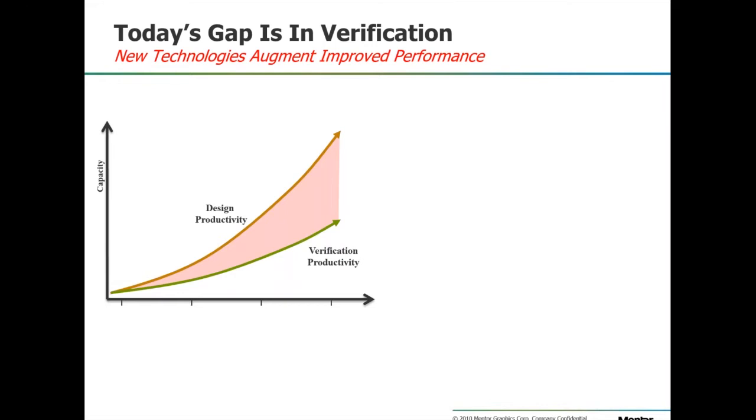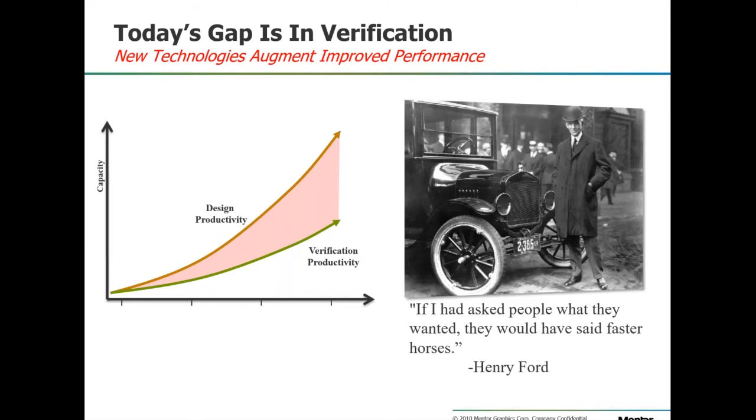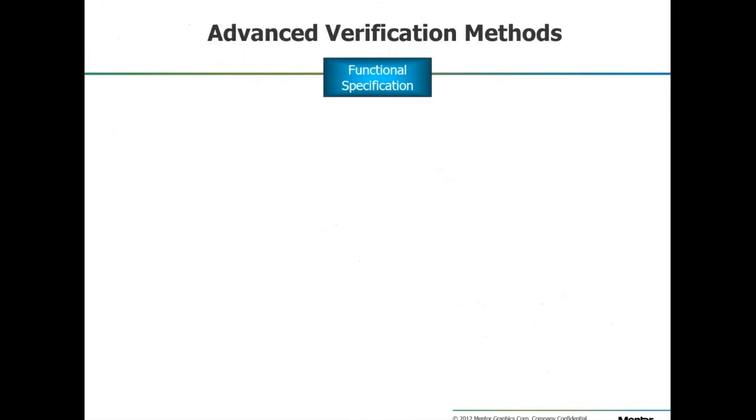A lot of designers say, hey, if you could just make your simulator run faster, that would help us. That brings me to this quote from Henry Ford: sometimes if you ask the people what they want, maybe they're not going to tell you the best solution. So is there something we can do to close that verification gap that is not just a faster simulation, that's going to solve the problems in a more elegant, more efficient fashion?